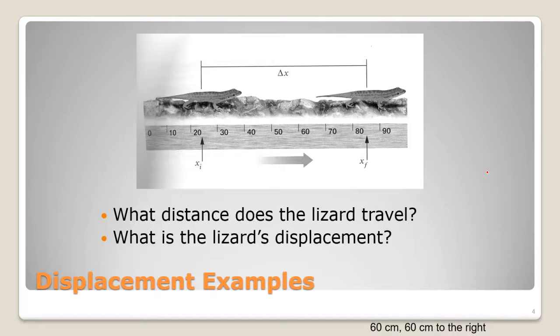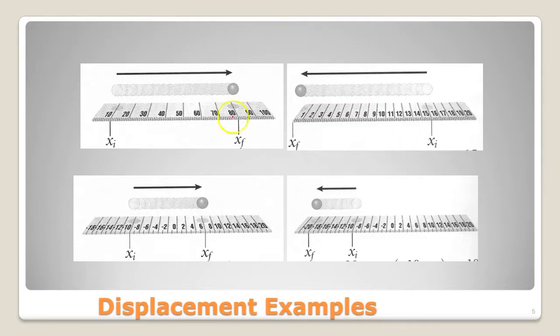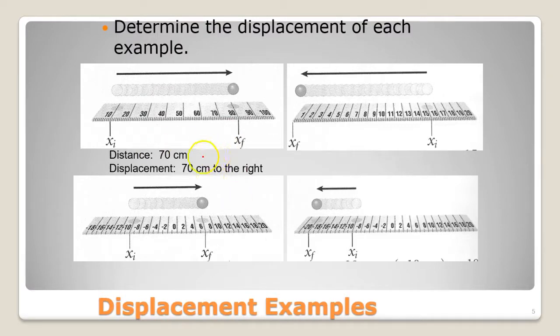Very simple. And once we get that under control, it becomes really, really simple. So we look at all these examples. This ball went from 10 to 80. The distance is 70 centimeters. The displacement is 70 centimeters to the right.